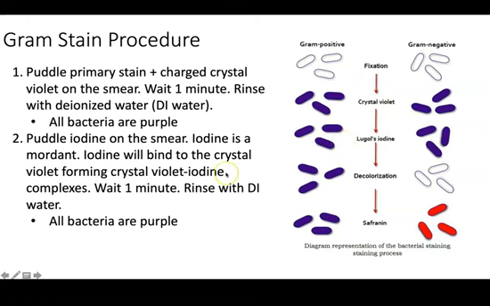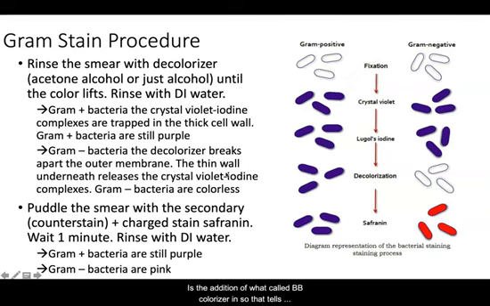The third step is the addition of what's called the decolorizer. And so that tells you what its function is going to be. Sometimes it's just alcohol. In our lab, when we actually have labs, it is a mixture of both acetone and alcohol. And what that's going to do is affect the two different types of bacterial cell envelopes differently. So again, we haven't fully explained the cell envelope, so I'm just going to give you a quick little lesson here.